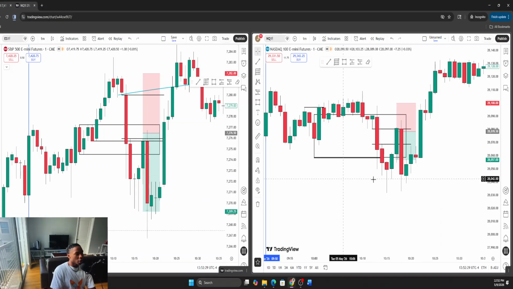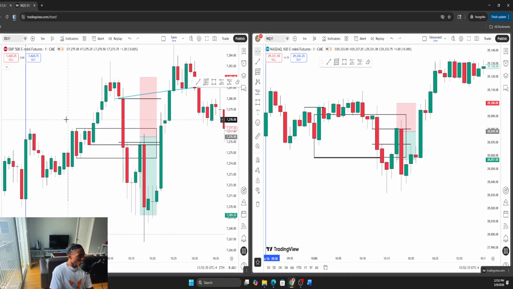We don't want to take trades from mitigated fair value gaps. We don't want to take trades from mitigated breakers, right? Okay, cool. So what is an example of a mitigated breaker? A mitigated breaker would be one like this one, right? So let's clear this one out and go through it as an example.